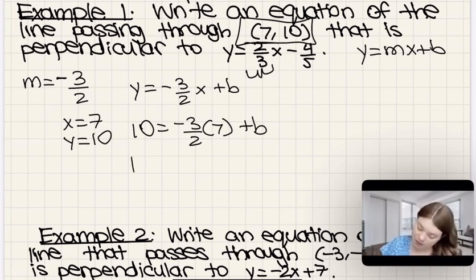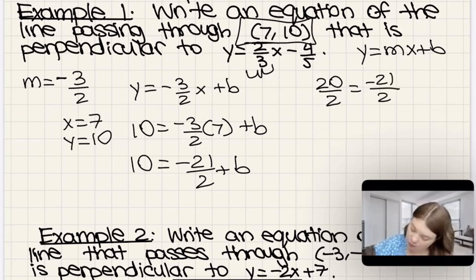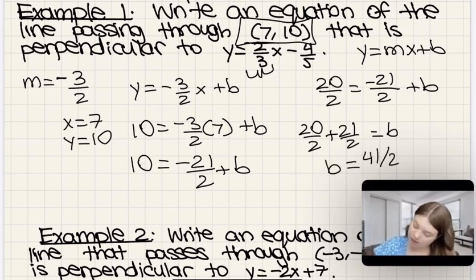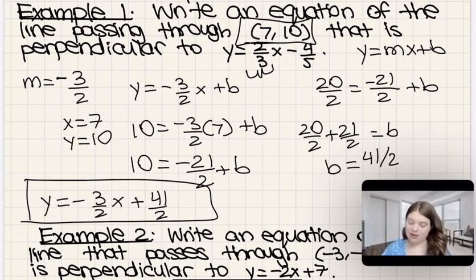If we multiply that through, we get that 10 is equal to negative 21/2 plus b. And then keep in mind that 10 is the same as 20/2, right? So that means 20/2 is equal to negative 21/2 plus b. Then I'm going to add 21/2 to both sides. So then I'm going to get 20/2 plus 21/2 is equal to b. Therefore, b is equal to 41/2. And so my overall answer is going to be y equals negative 3/2 x plus 41/2, right? y equals mx plus b.